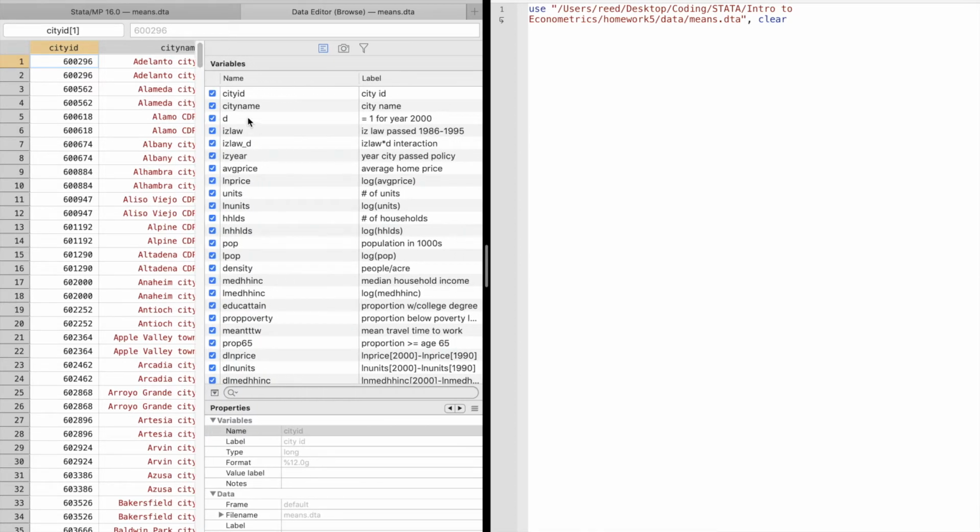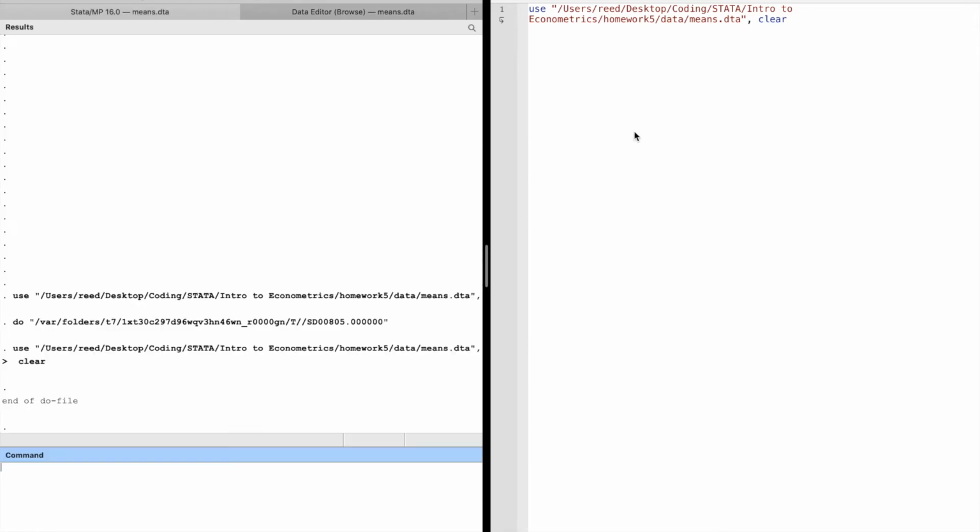Here it looks like D is our indicator variable for the year 2000. If it equals 0, then it's 1990. Equals 1, it's 2000. IZ law is the treatment indicator variable, equal to 1 if we have a city that had this policy in place. And then we want to compare ln price and ln units.